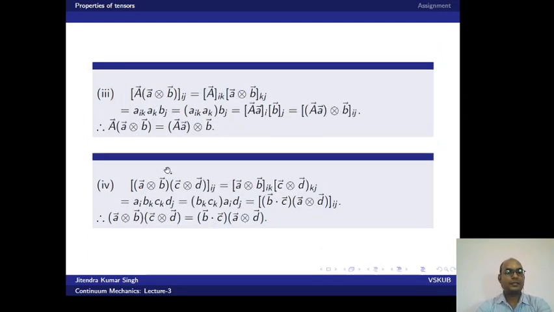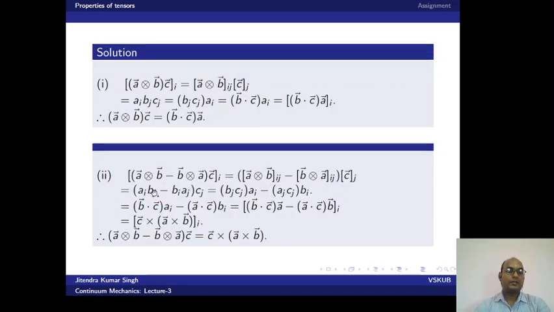Now we shall discuss the second one. The tensor product of a b minus the tensor product of vectors b a, into c. You see the difference of two tensors of the same order is again a tensor of the same order. So this is a second order tensor. The tensor product of b a is also a second order tensor. So their difference is a second order tensor, and its product with a vector c.